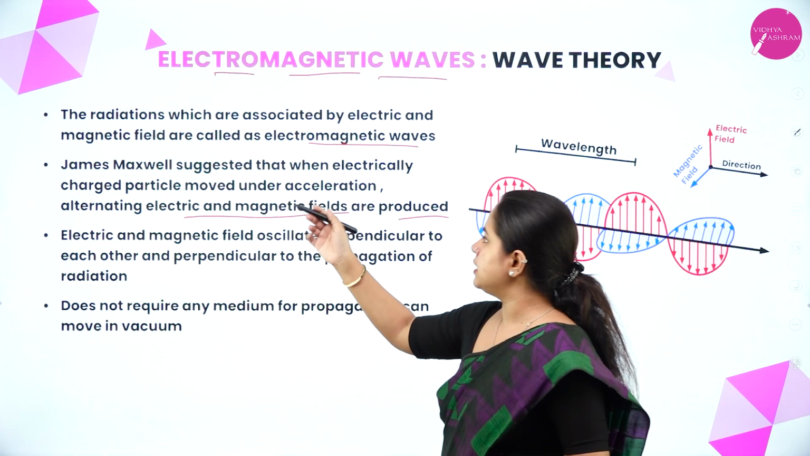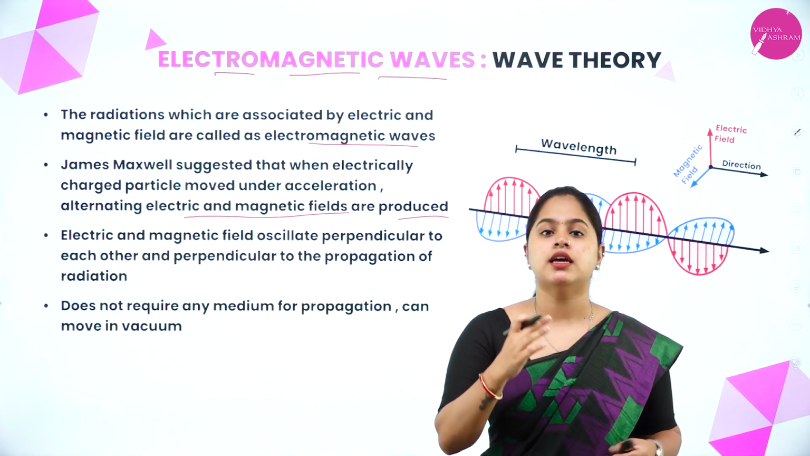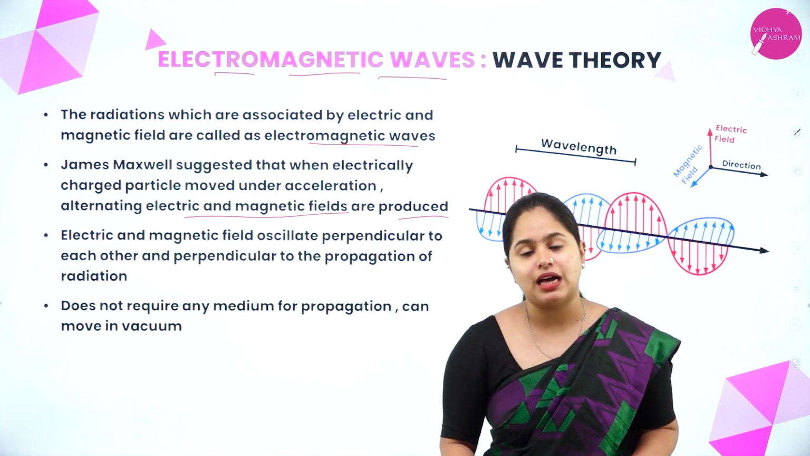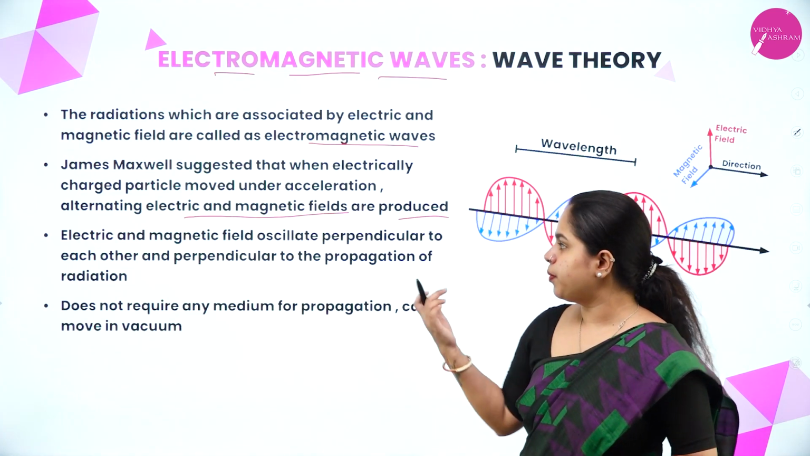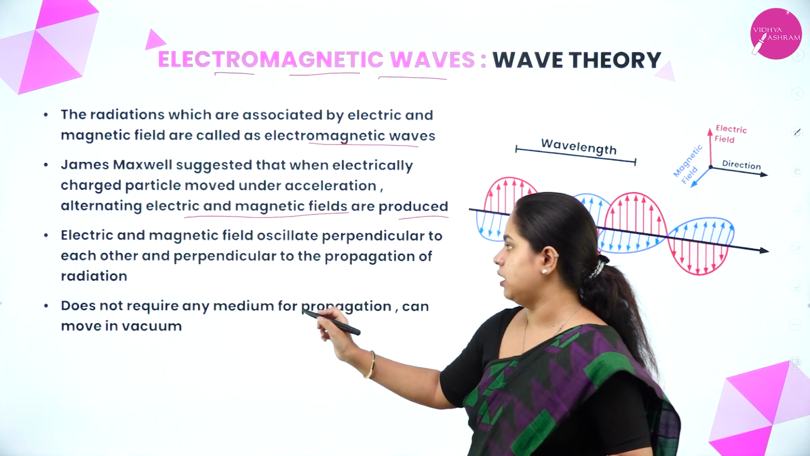So as you can see, he suggested that when a charged particle is accelerating, they will emit electromagnetic radiations. Now, the properties of it is electric and magnetic fields oscillate perpendicular to each other and perpendicular to the propagation of radiation.